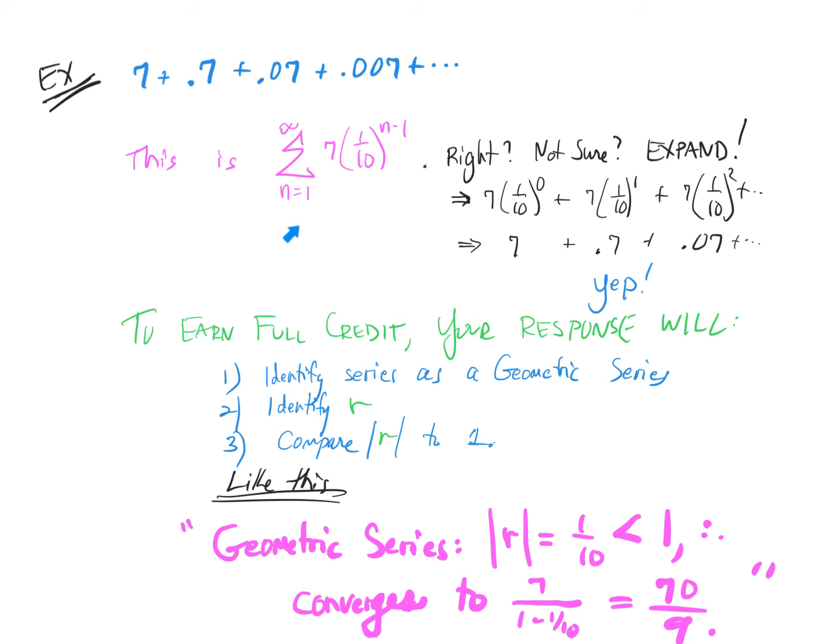All right, to get full credit for a question that says, does this series converge, and if so, what to, you need to identify the series as geometric, you need to identify the common ratio, and you need to compare it to 1. Is it less than 1 or greater than or equal to 1? Like this. For this problem, we would say this is a geometric series. The absolute value of r is equal to 1/10, and this is less than 1. Therefore, the series converges to the first term over 1 minus the ratio, which is 7 over 9/10, which is 70/9.